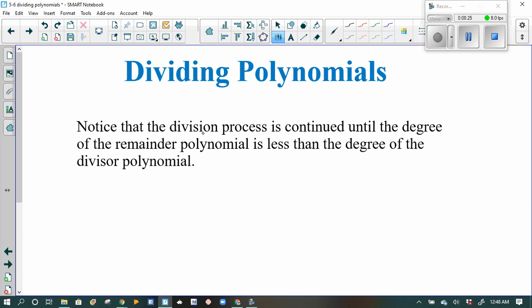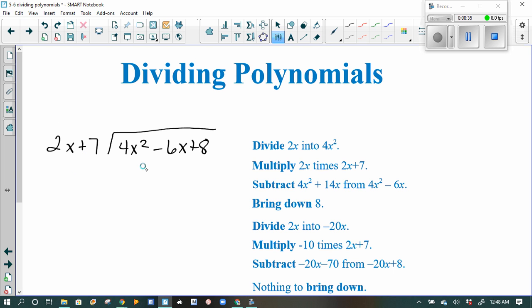So notice the division process is continued until the degree of the remainder polynomial is less than the degree of the divisor. So we're going to do this one. So looking at the 2 is the only one you have to worry about, 2x. Okay, so 2x will go into 4x squared how many times? Well, 2 times what is 4? X times what is x squared?